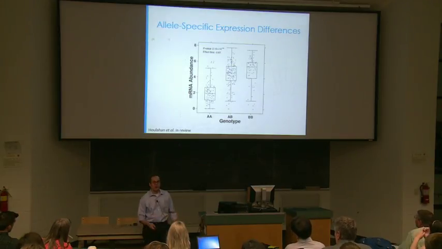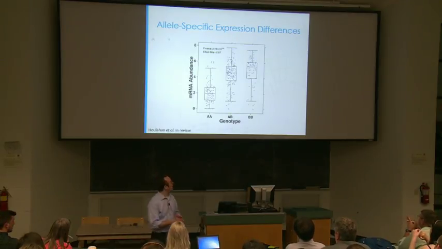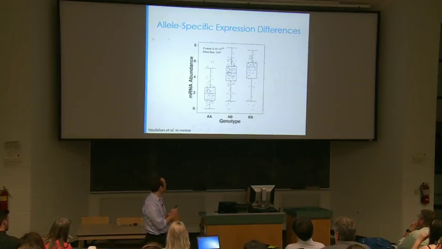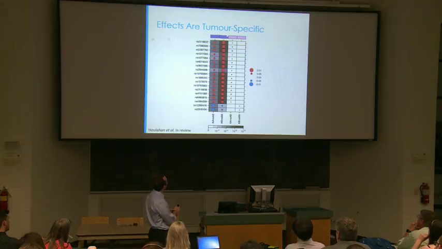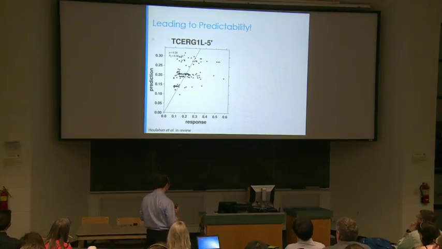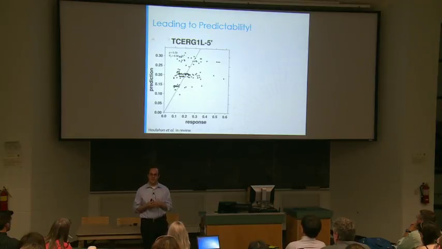This mutation, this SNP, is not only associated with changes in TSERG1L, but also with allele-specific differences in its RNA and protein abundance. Those are tumor-specific, occurring only in the tumor and not in adjacent normal. And that makes you think that you might be able to predict the levels of TSERG1L from germline data alone.